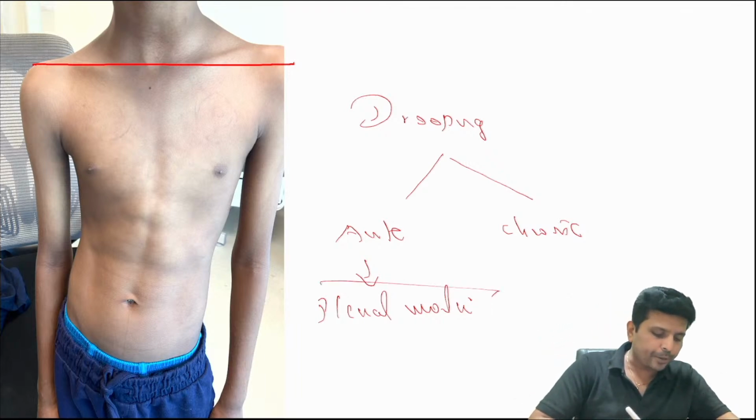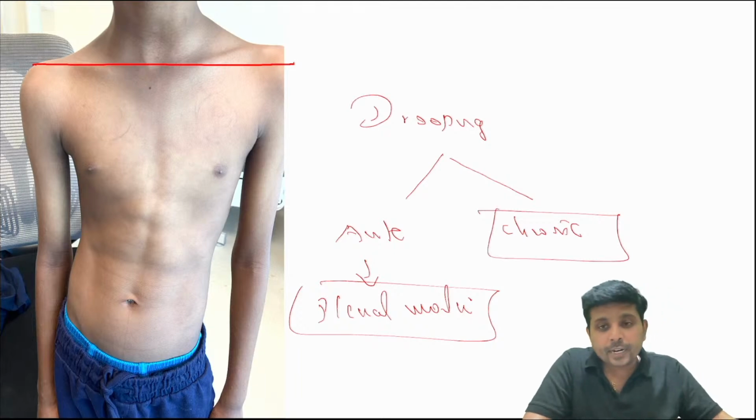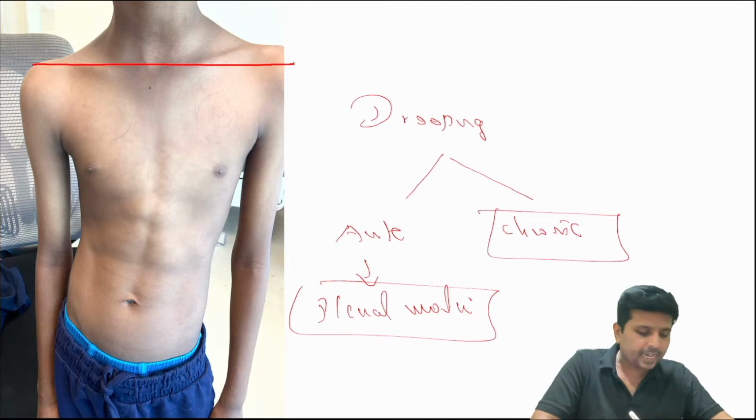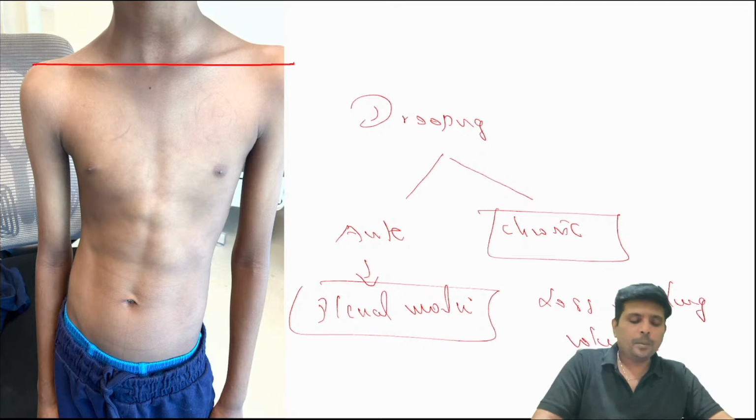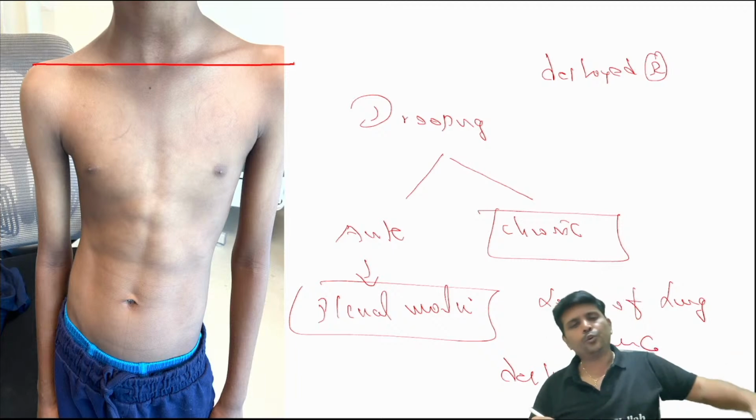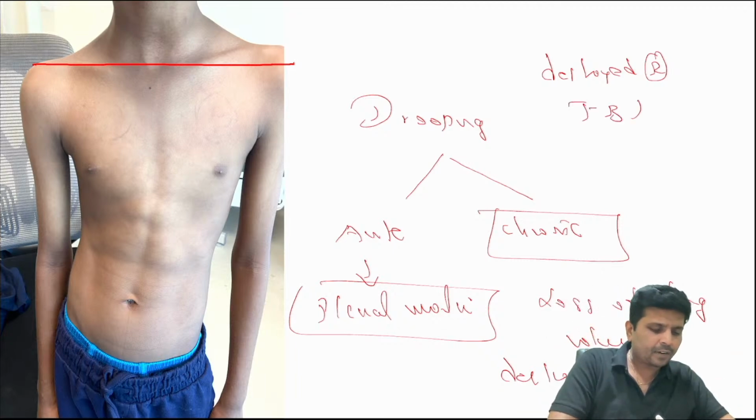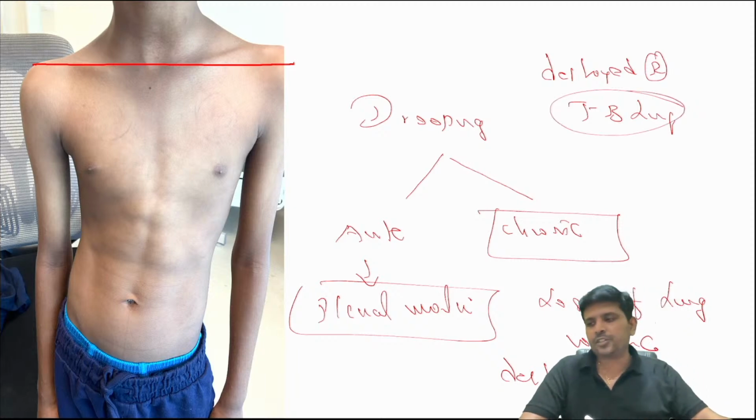So acute drooping is pleural pathology, whereas chronic drooping means underlying loss of lung volume. Probably a destroyed lung on the right side in this patient, leading to drooping of the shoulder. Probably it can be a case of TB of the right lung causing destruction.